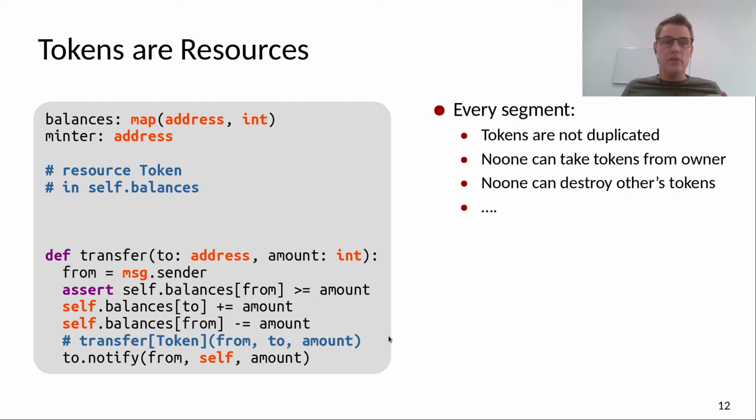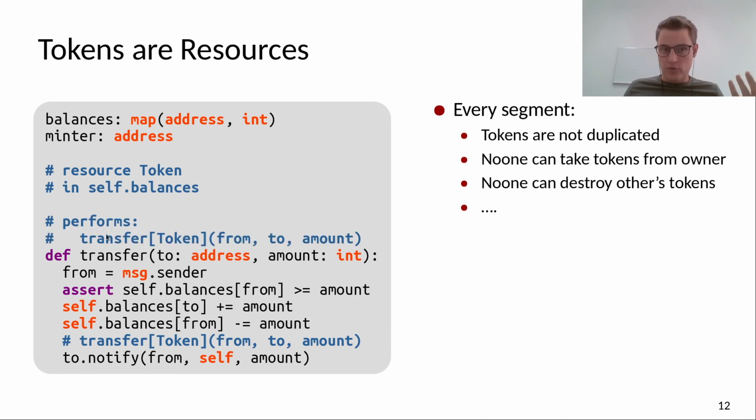And now that we have this, we can also use this to specify the functional behavior of our transfer function by, for example, saying, well, it performs a transfer operation of tokens from to amount. This is more intuitive and much simpler than describing what this transfer function does in terms of the balances map, right? Some balances increase, some decrease, and all others stay the same. This is much shorter. So this is the basic idea.